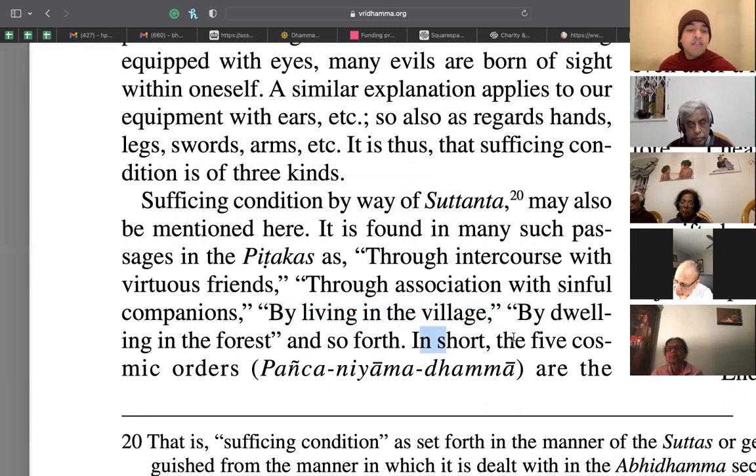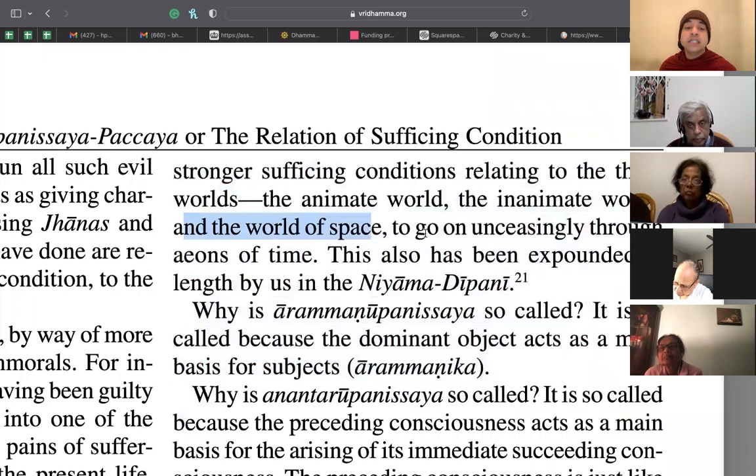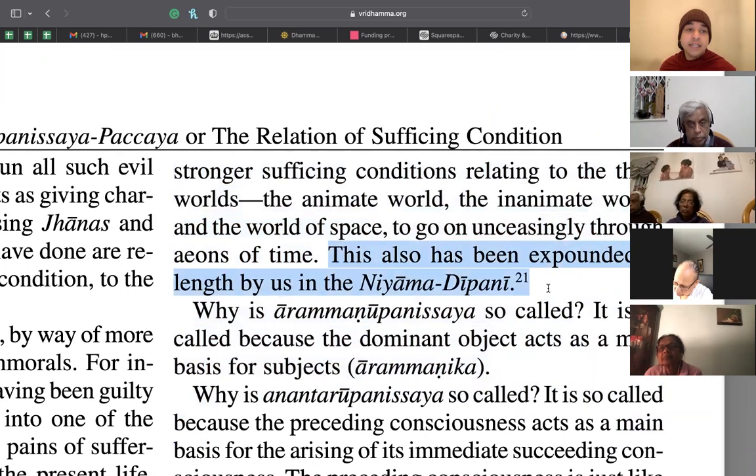In short, the 5 cosmic orders, Pancha Niyama Dhamma, are stronger sufficing conditions relating to the 3 worlds, the animate world, the inanimate world, and the world of space, to go on unceasingly through the eons of time. This has been expounded at length by us in the Niyama Deepani, by us meaning Lady Sayadaw.